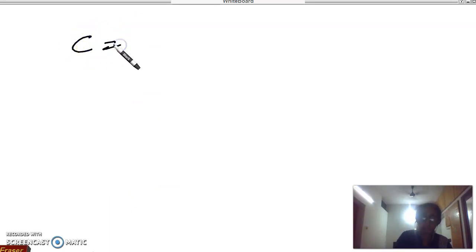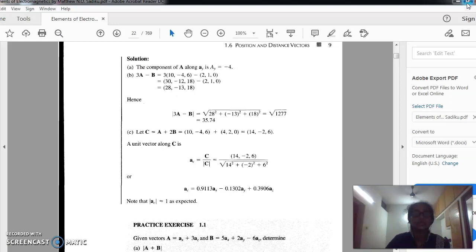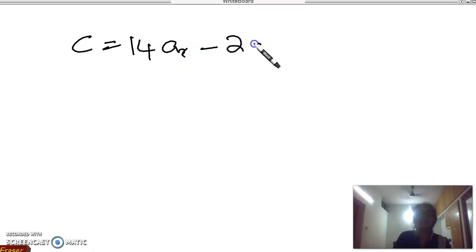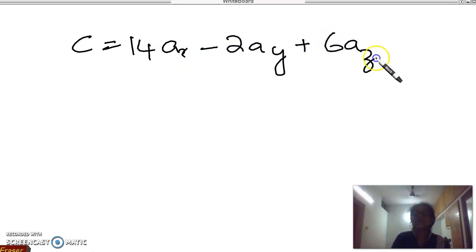So C is equal to... what was that? A plus 2B, which is 14, minus 2 and minus 6. So C is equal to 14 AX minus 2 AY plus 6 AZ, isn't it? That is the value that we are getting for C.